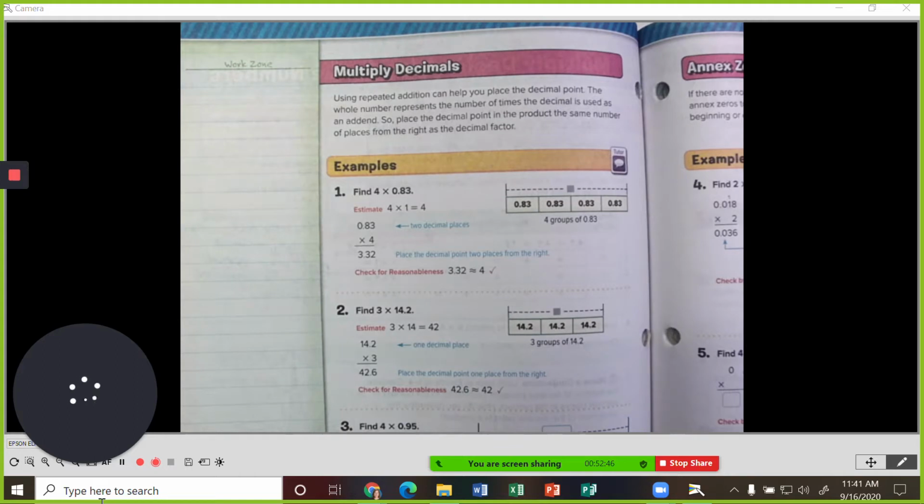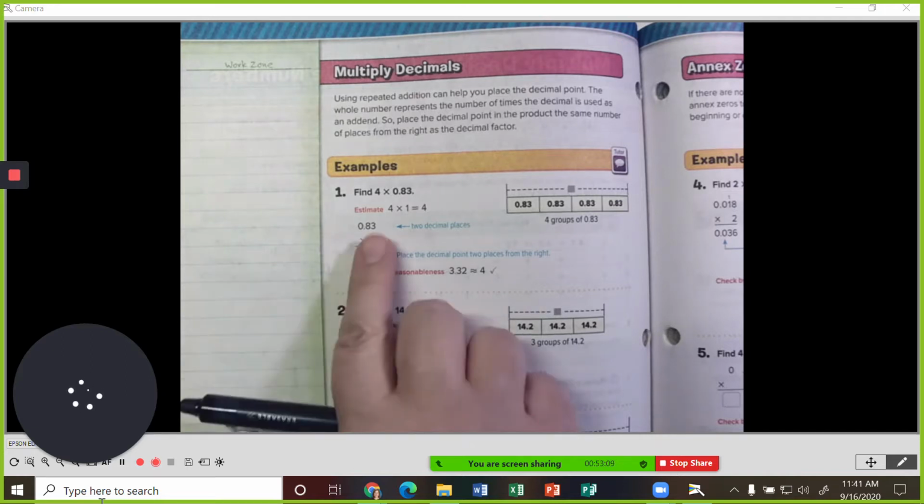So using repeated addition can help you to place the decimal point. The whole number represents the number of times the decimal is used as an addend, so how many times it's added. So place the decimal point in the product the same number of places from the right as the decimal factor. So in other words, the same number of decimal places that are in the problem will also be in the answer. All right, so let's go ahead and take a look at example 1.